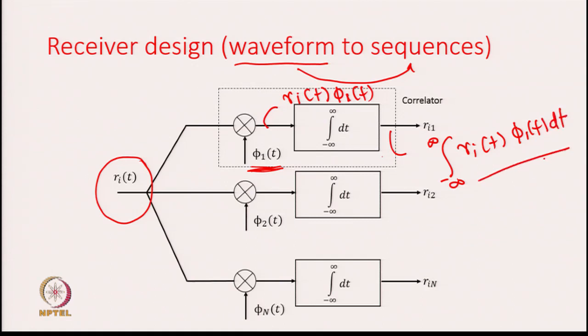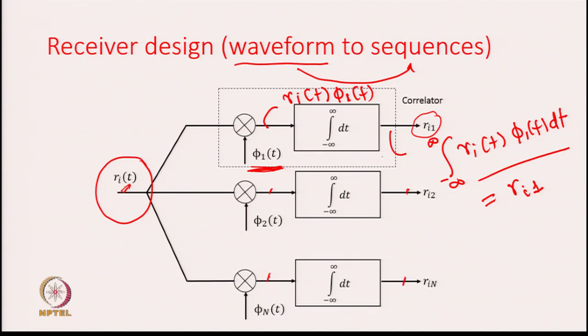And I already know this. What is this? This is the inner product of r_i(t) with phi_1(t), and I know what this gives me. It gives me the coefficient of projection of r_i(t) on phi_1(t), and I call this r_i1. Of course, as the energy of this orthonormal function is 1, I have 1 in my denominator. So, what I get is r_i1, which is the coefficient of projection of r_i(t) on phi_1(t).